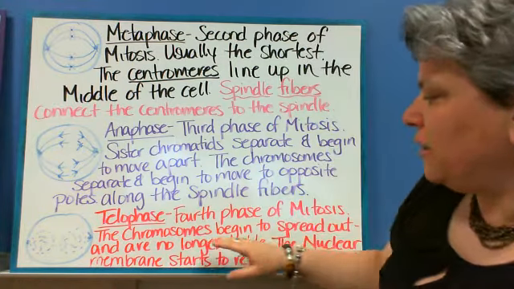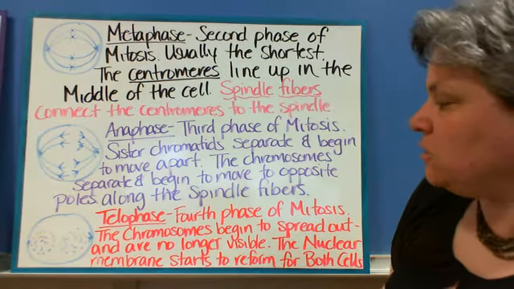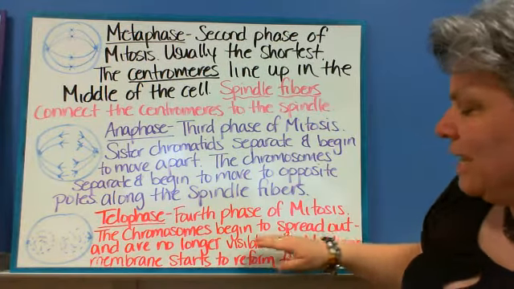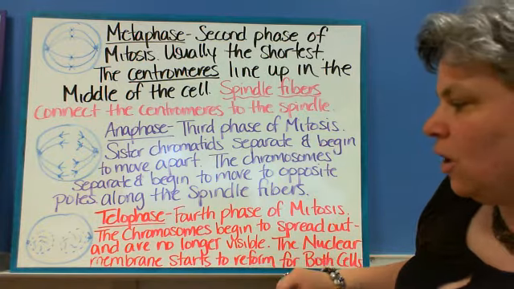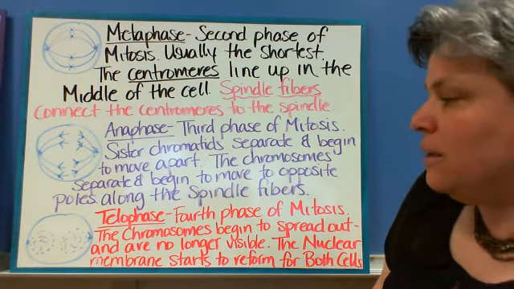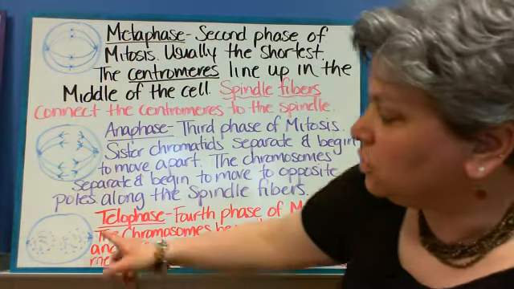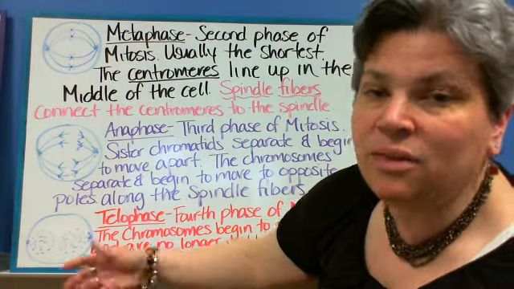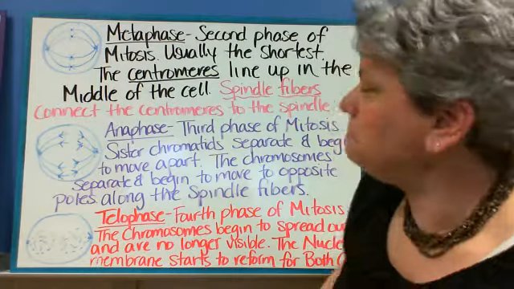So during telophase, which is the fourth phase of mitosis, the chromosomes begin to spread out and are no longer visible. The nuclear membrane starts to reform in both cells. So the nuclear membrane starts to come back, and the nucleolus will come back as well.